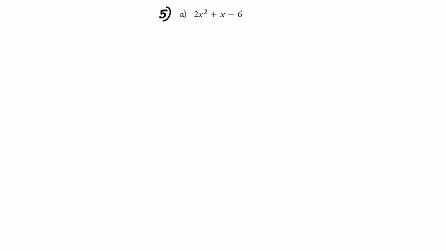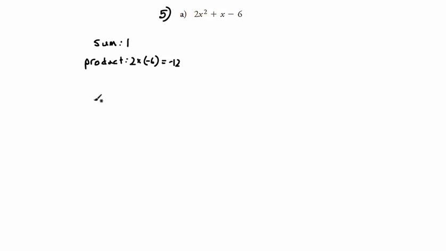For number 5, all we need to do is factor each expression. So in A, we have this expression, and we can use multiple methods to factor this. So I'm going to use the decomposition method. So we know that the sum has to be 1, and the product of the two numbers has to be the coefficient for this x squared multiplied by this minus 6. So 2 times minus 6, which equals minus 12.